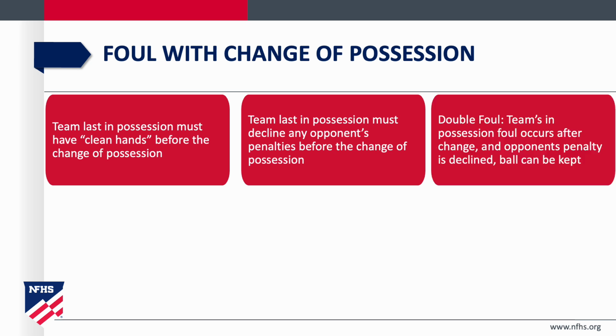Double fouls normally mean we're going to have offsetting penalties and have to replay the down. However, there is a situation in which a team would want to decline a penalty so they can keep possession. If Team B commits a foul after a change of possession, and Team A commits a foul before or after the change of possession, Team B can decline Team A's penalty and keep possession and have their penalty enforced like it normally would. We need to make sure we explain this option to the offended team so they know the choice they need to make to keep possession.